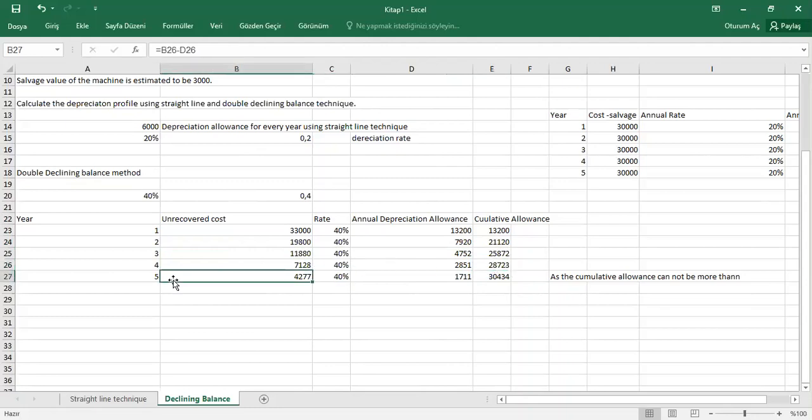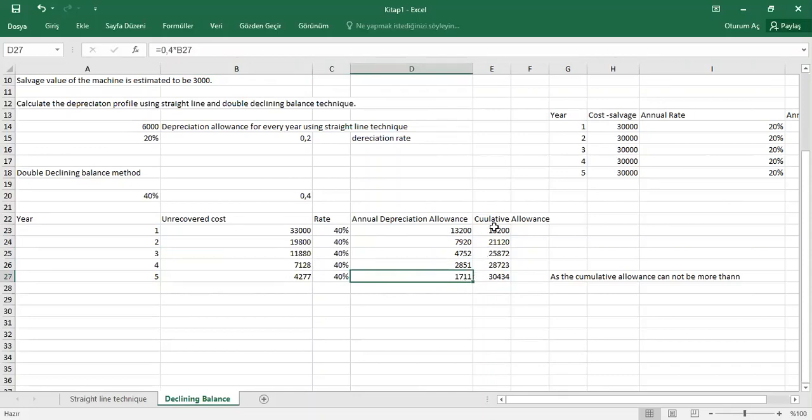Okay. So when I come to the fifth year, it will be my unrecovered costs in the previous year minus the depreciation allowance allocated in the fourth year. So 7,000 minus 2,000, let me say almost, and it will provide me 4,000 something, $4,277. And 40% of that should normally be my depreciation allowance. But be careful. If I take the 40% of that money, what will happen now?